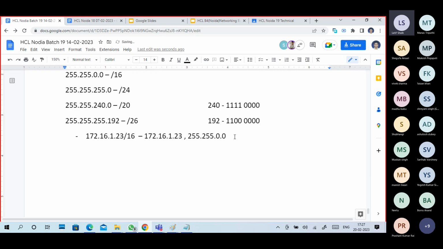This is one point, guys. When you see an IP address, the person is not only telling the IP address, he is also telling it in a different pattern. So for example, our IP address 16.1.17, something like that. No problem.